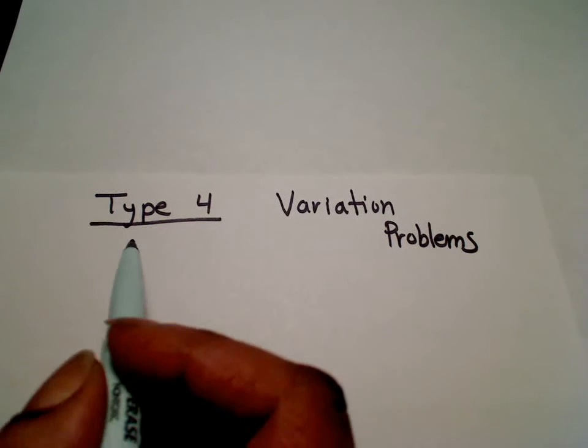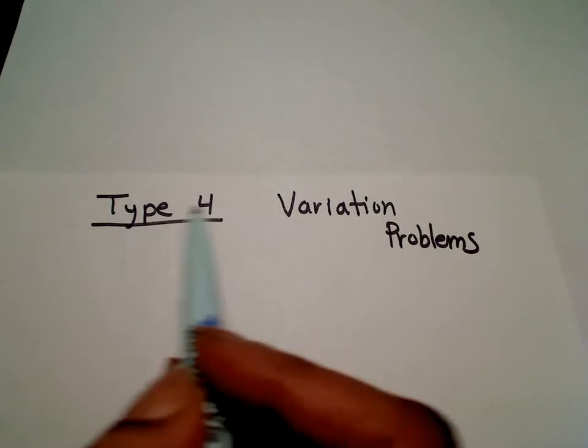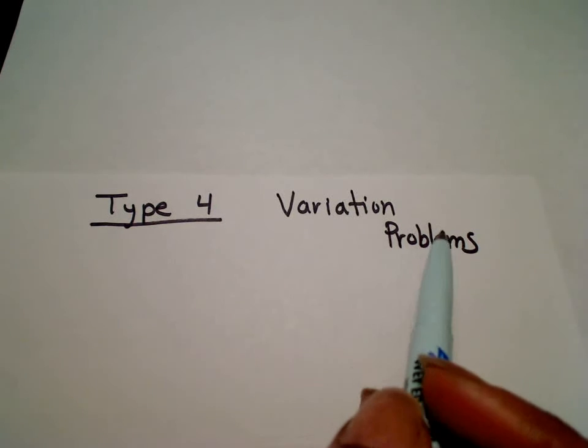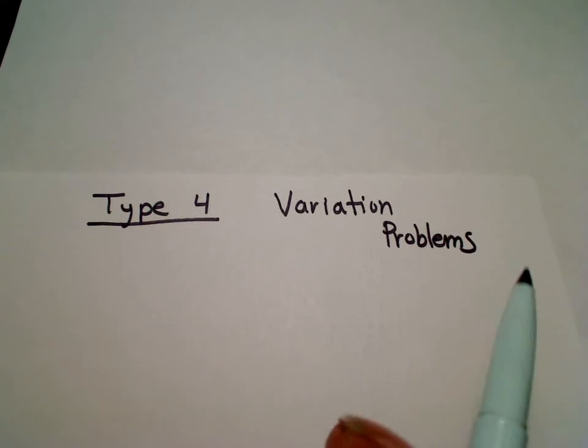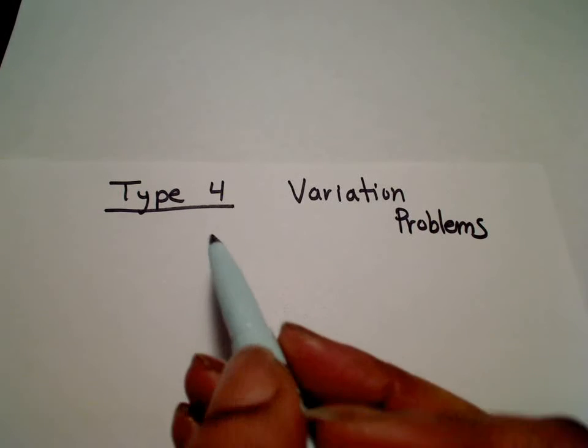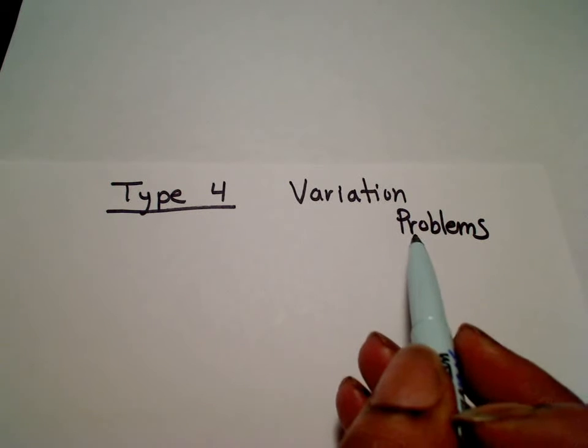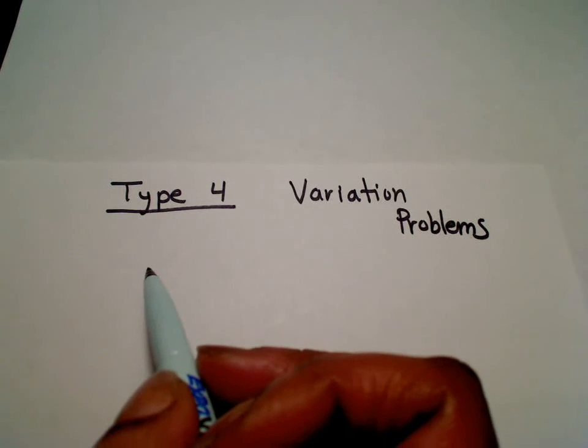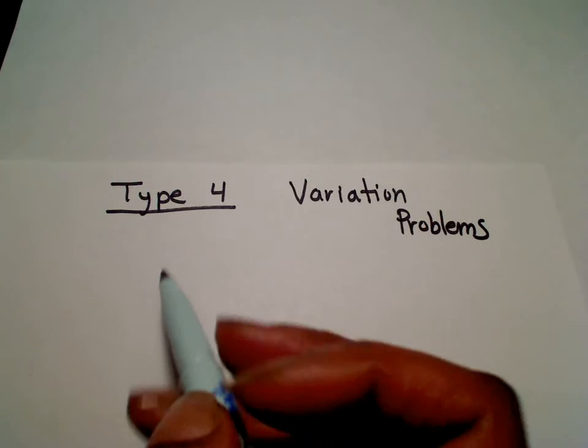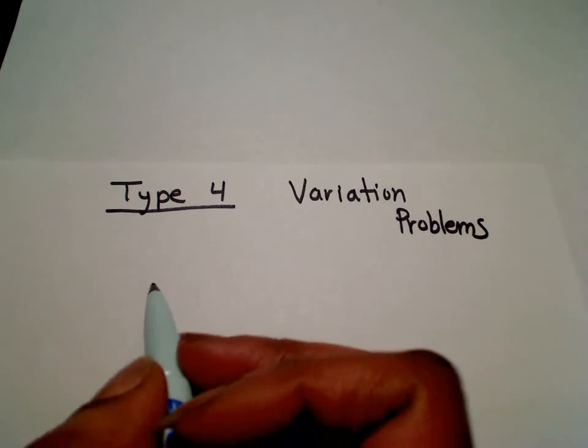Okay, let's look at the next and the last type, which is type 4, the variation type problems. Before we actually do a problem, let's just talk about what variation means. There are actually 4 different types of variation problems.